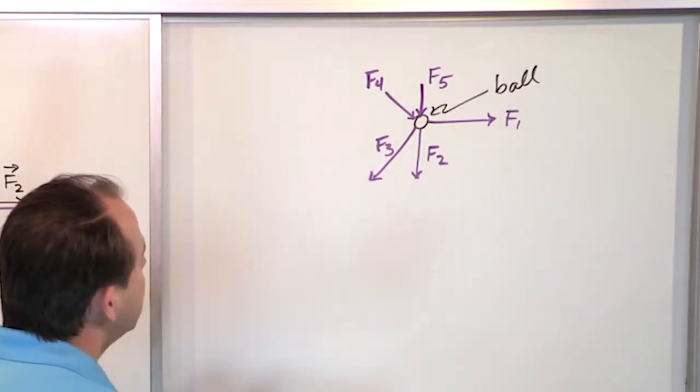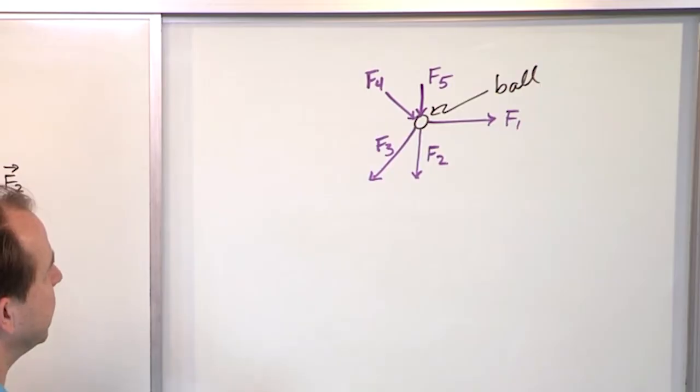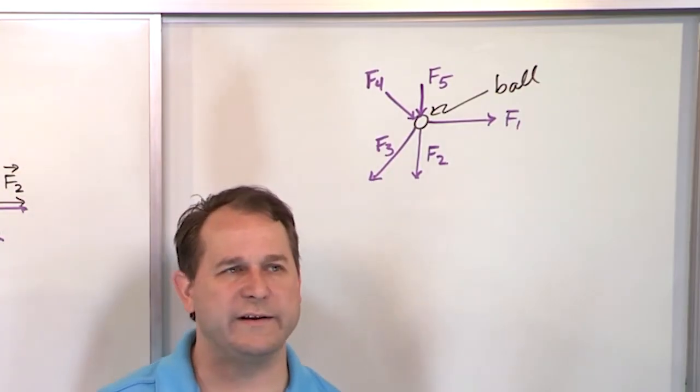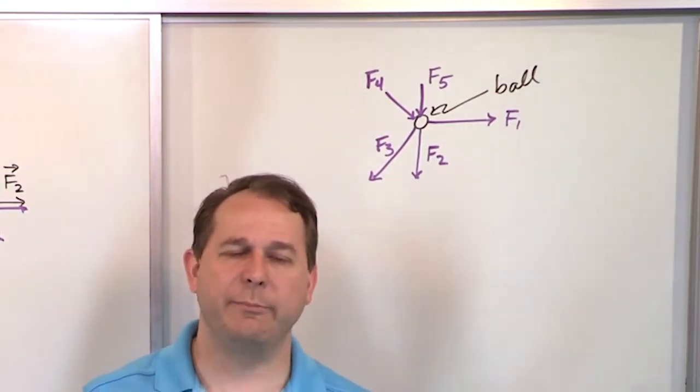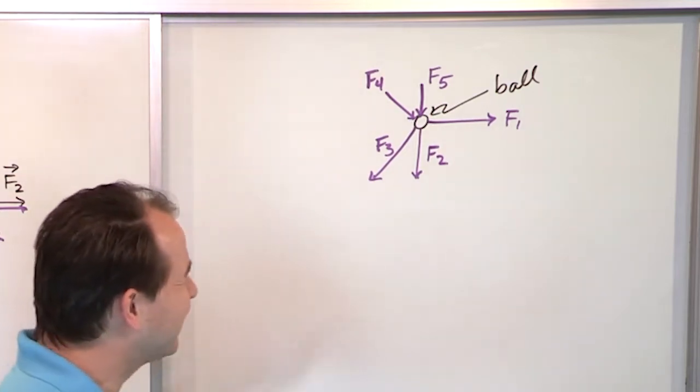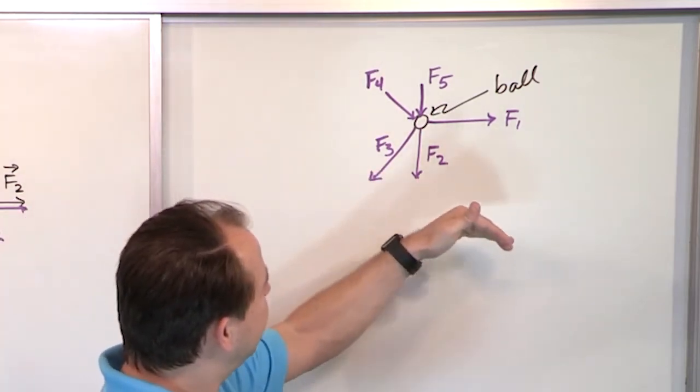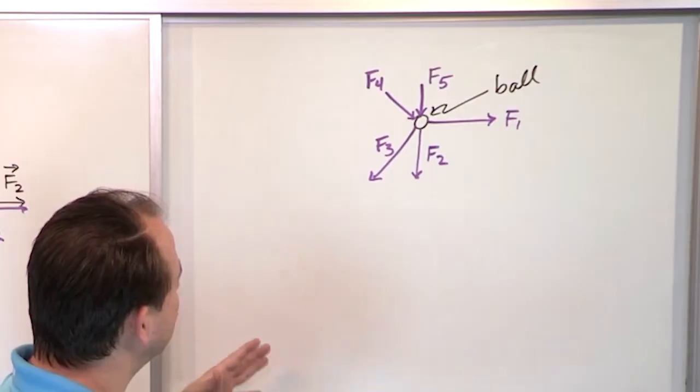So if I ask you, which way is this ball going to move, or I guess I should say, what is the resultant force? If I were to sum all the forces and make it one force, what would be the equivalent force acting on the ball? It's kind of tough to see, because some of it's this way, some of it's this way. It looks like it's kind of going all over the place.